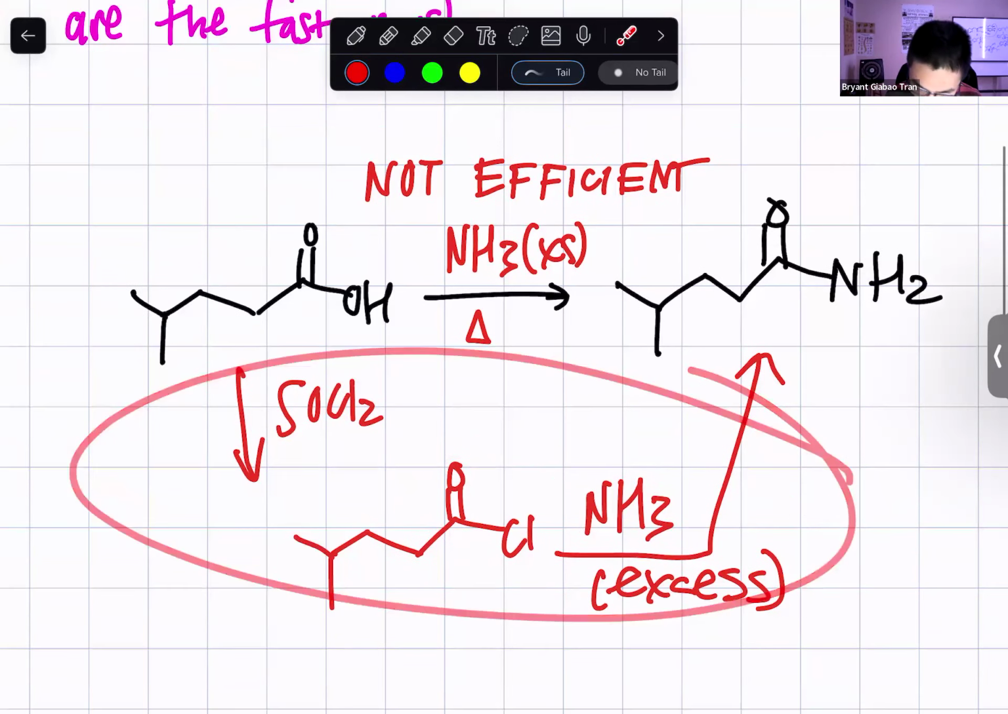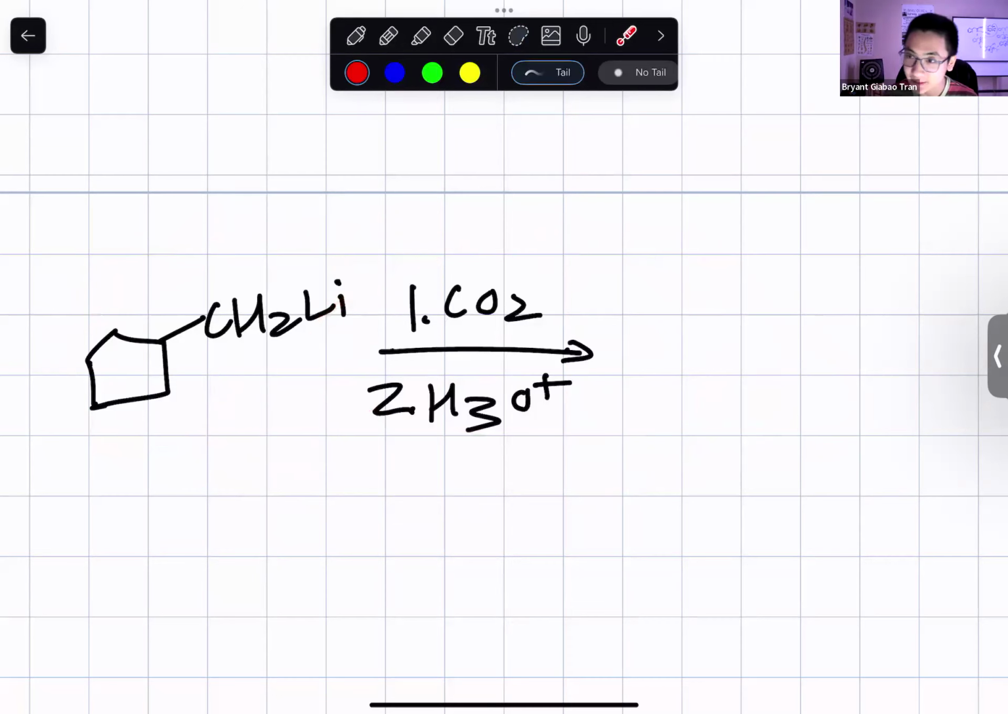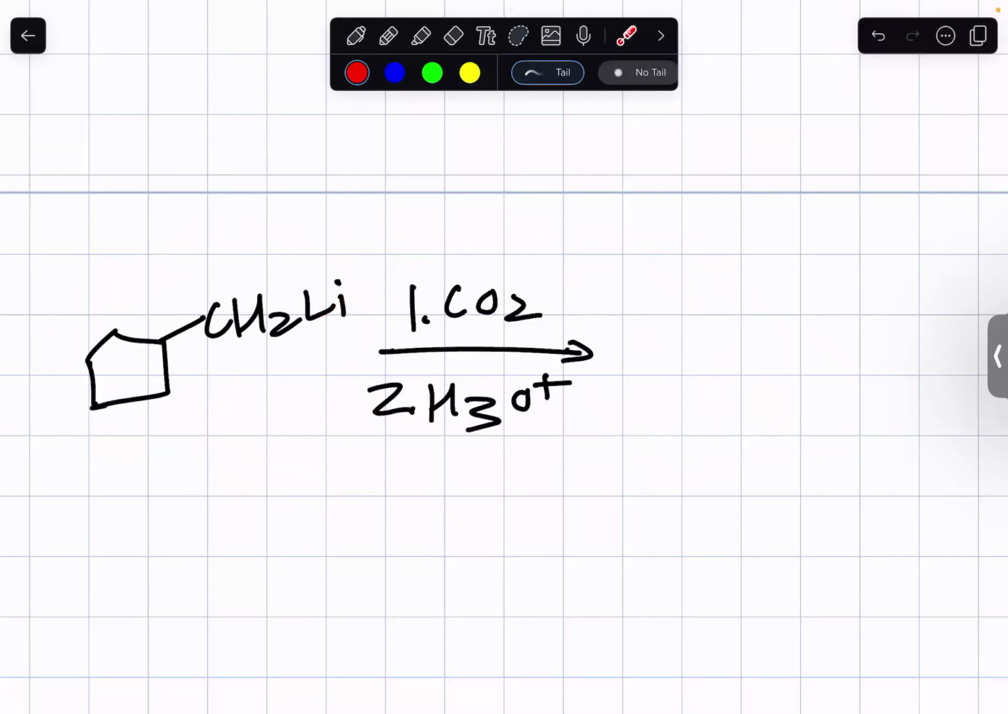Let's move on to the next start problem that you had, which is going to be this right here. CH3Li, first step CO2, second step H3O plus. So what do you guys think is going to happen here? Right? If we have this reactant and these reagents here. Carboxylic acid. Yep. Carboxylic acid formation, because this is an organometallic, organolithium.